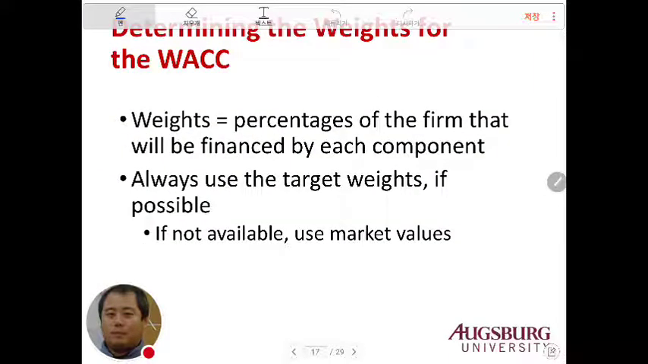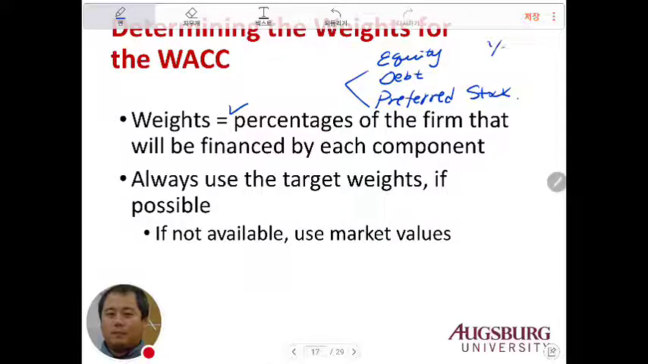So how do we determine the weights for WACC? Each weight is the percentage of the firm that is financed by each component. And we have three components again: the equity, the debt, and preferred stock. If you are equally weighted in each, then it's 1/3 in each. That will be the weight.